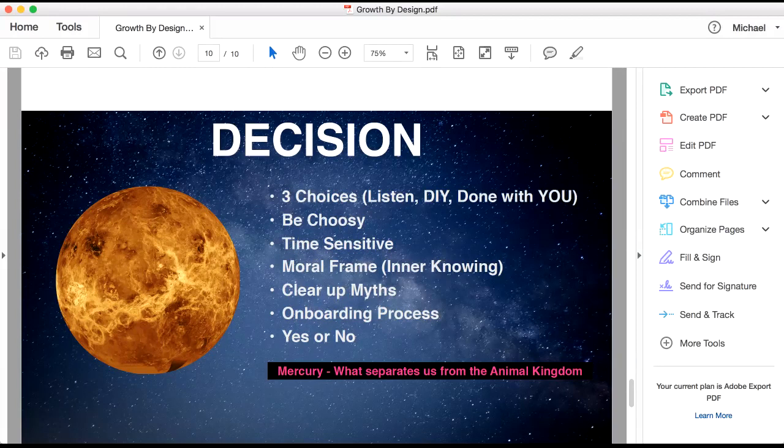Use the onboarding process to help them get to a decision. So before you make a decision, let me tell you what's going to happen next. If it's a yes, this and this and this is going to happen. And the final one there is to get a solid yes or a no from them. No in-betweens, no grey areas, that type of thing.